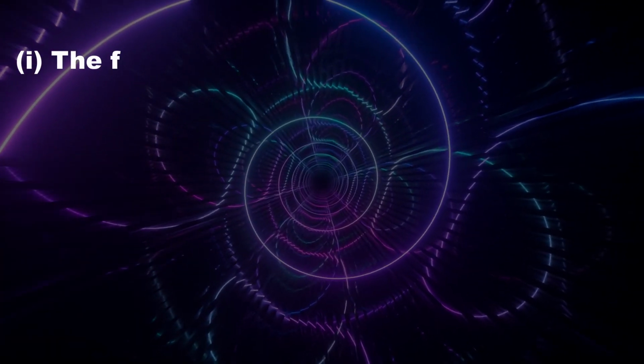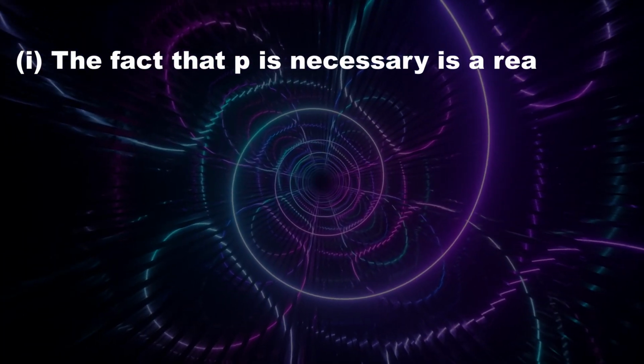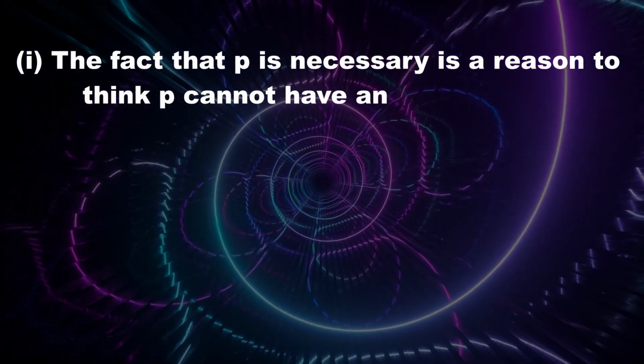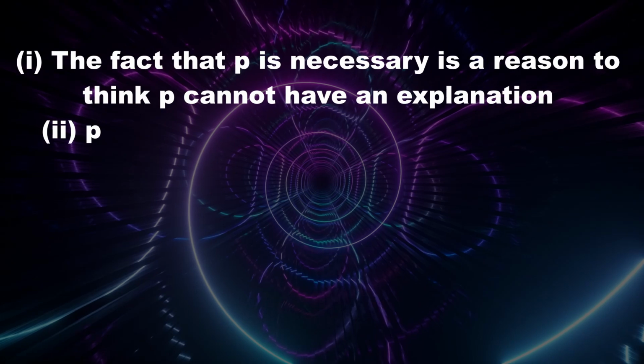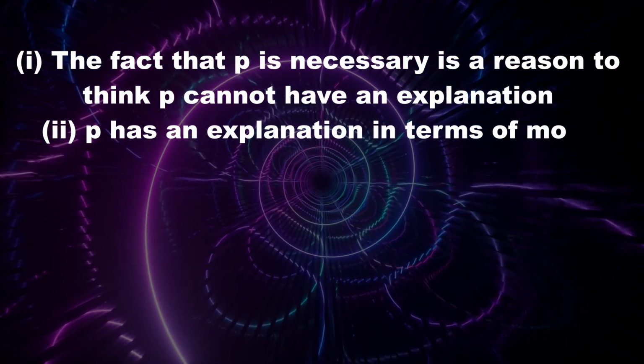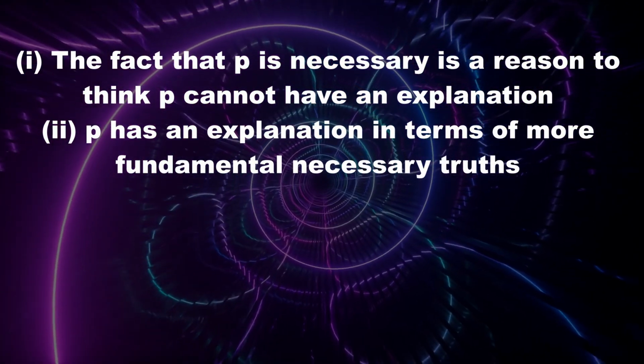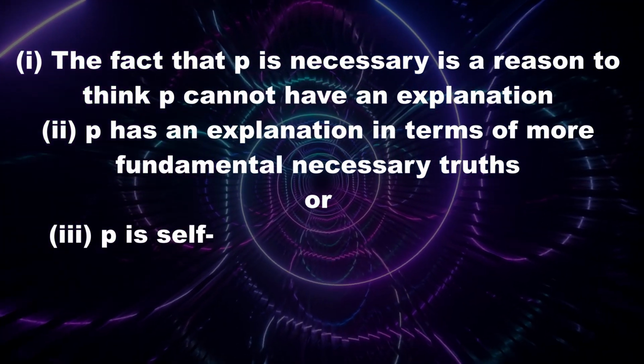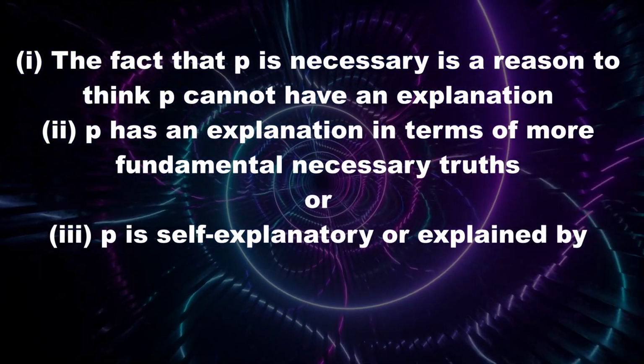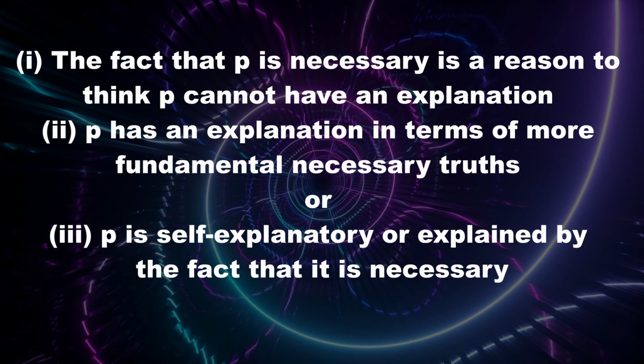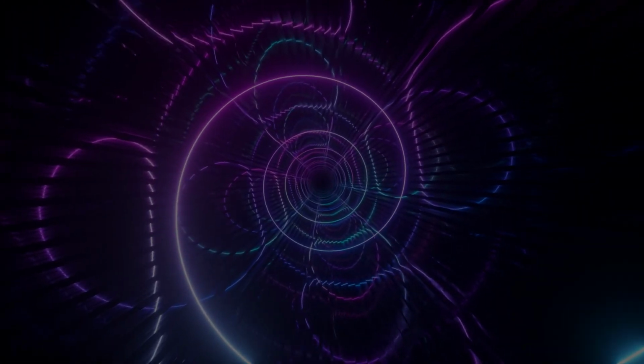In that case, here are the three options. 1. The fact that P is necessary is a reason to think P cannot have an explanation. 2. P has an explanation in terms of more fundamental, necessary truths. Or 3. P is self-explanatory or explained by the fact that it is necessary. Before moving on, I want to emphasize again that PE is quite modest. The principle merely invites us to seek an explanation as far as we can.